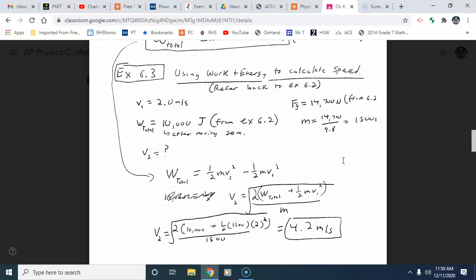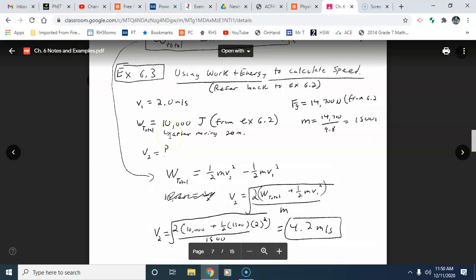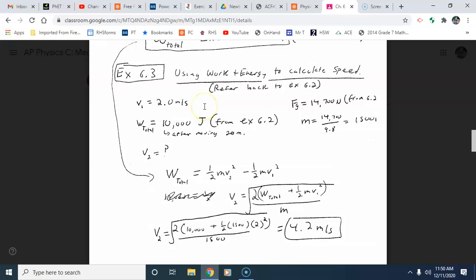Suppose that the sled's initial speed, v1, is 2 meters per second. What is the speed of the sled after it moves 20 meters? Okay, so it tells us initially what we're calling v1 is 2 meters per second. We know, referring back to example 6.2, that what we were asked in that example was find the total work done. That was 10,000 joules we figured out. And this is telling me we moved for 20 meters, okay?